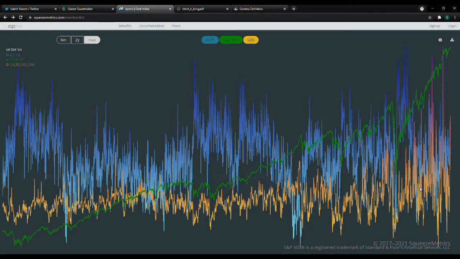What's it called? Gamma bubble or whatever. So yeah, this would have led into a massive negative gamma squeeze, but the Fed comes in, saves the day, we get this separation.